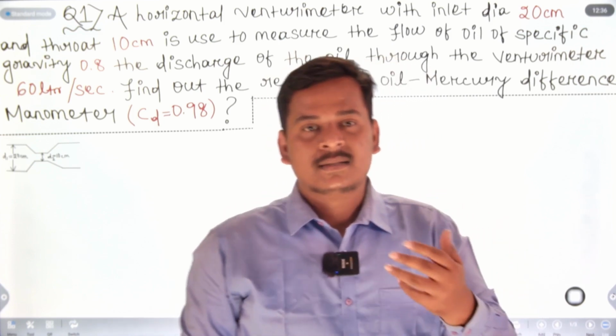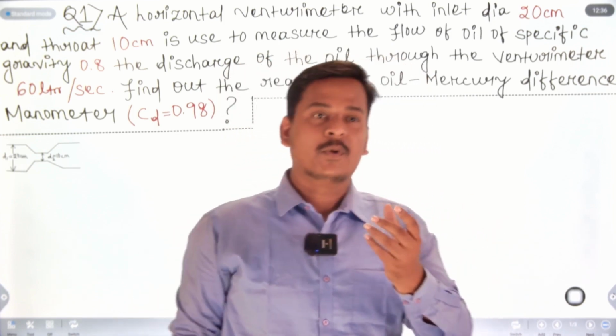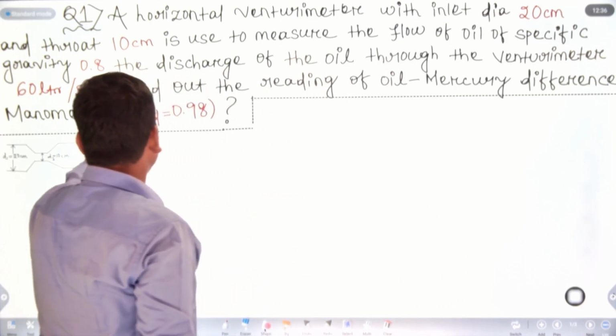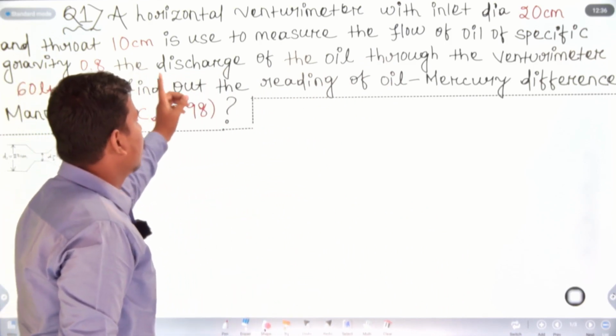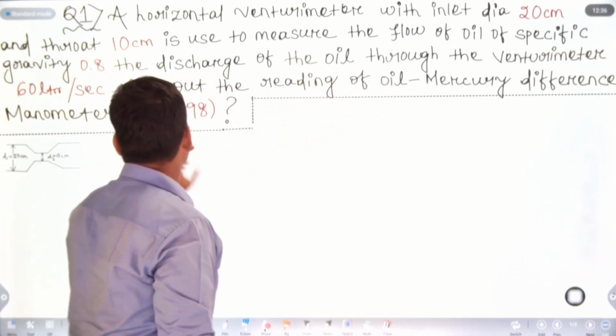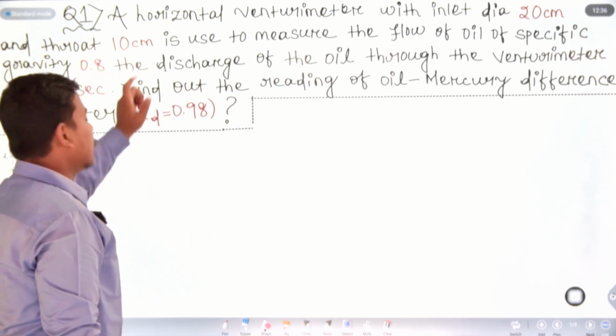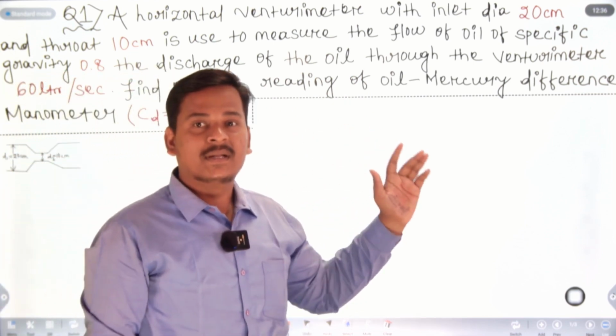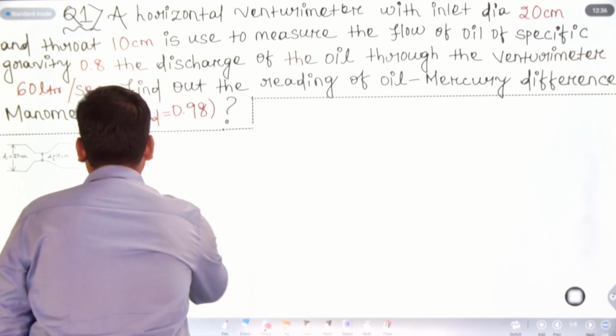So let's start and solve. We will solve some problems. This is the first question. A horizontal Venturi meter with inlet diameter 20 cm and throat 10 cm. That means the inlet diameter is your D1.